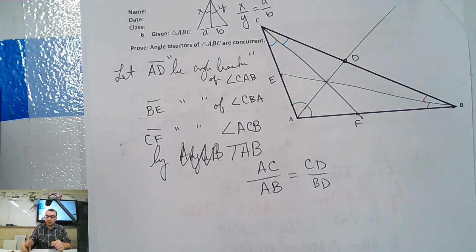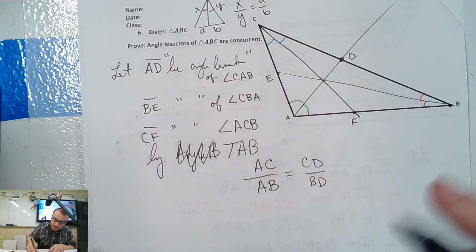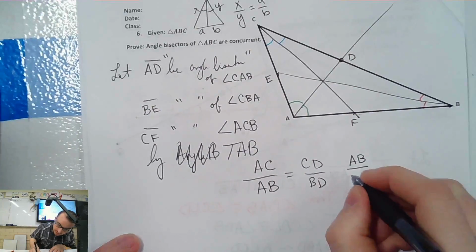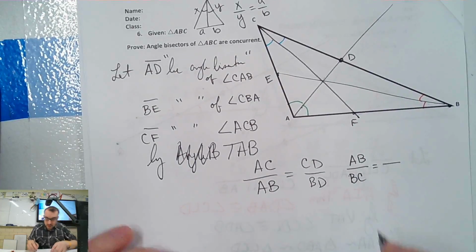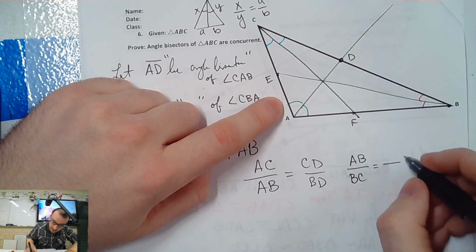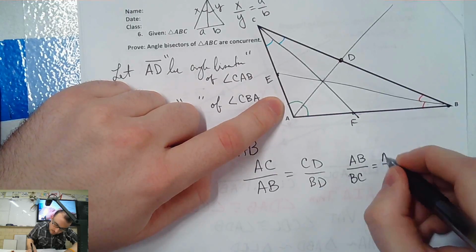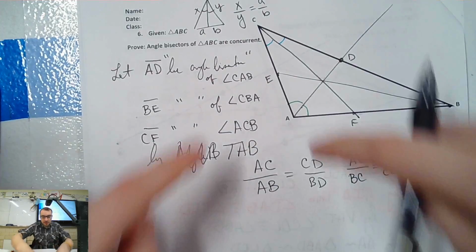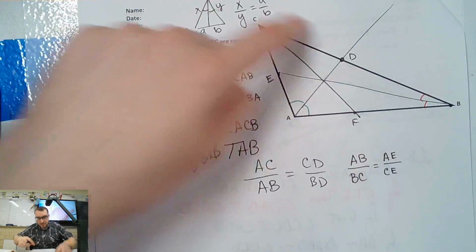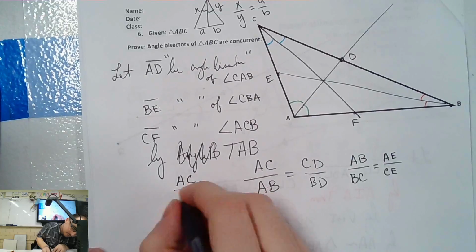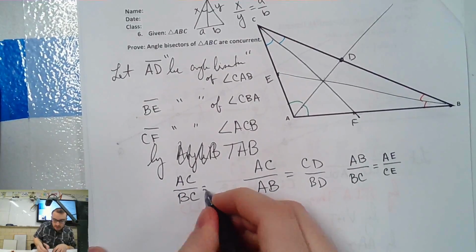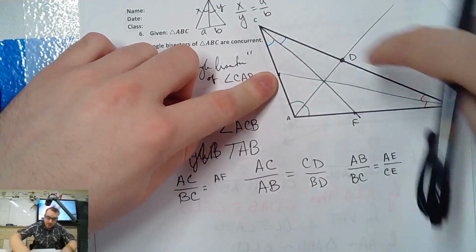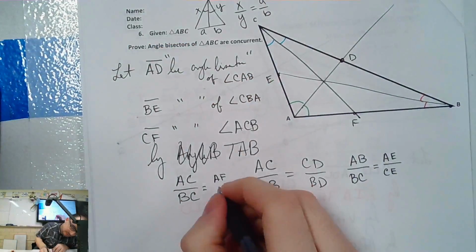I'm going to do the same thing for all the angles. So sides of the angle I split, that's AB and BC. They're going to go with their bases. AF or AE and CE. And then the blue angle, AC and BC. They're going to go with their bases. So AC goes with AF and BC goes with BF.